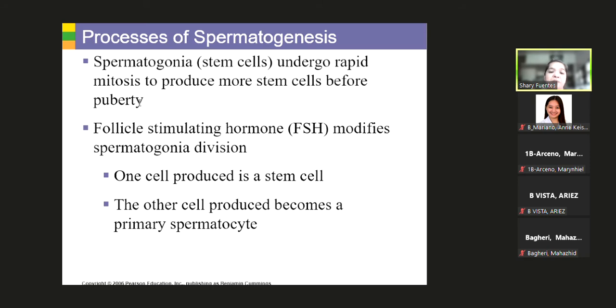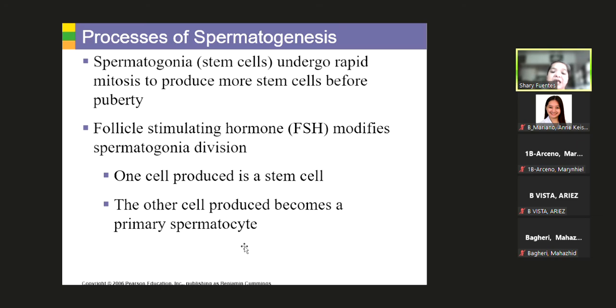Marami na po produce before pa sa puberty. Okay, then again, just like your pituitary gland, it produces your follicle stimulating hormone that will modify your spermatogonia division. So one cell produced is a stem cell and the other becomes a spermatocyte. Spermatocyte is the mature sperm cell. So immature is your stem cell, the spermatogonia.